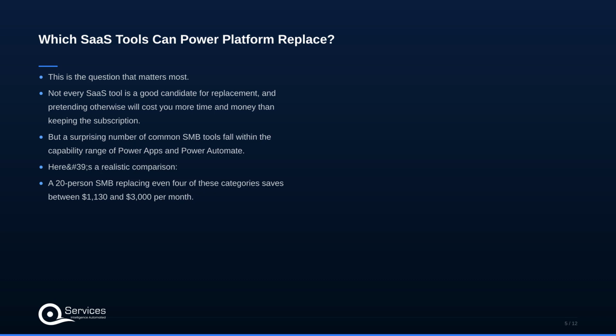A 20-person SMB replacing even 4 of these categories saves between $1,130 and $3,000 per month. Replace 7 or 8, and you're approaching the $10,000 target.